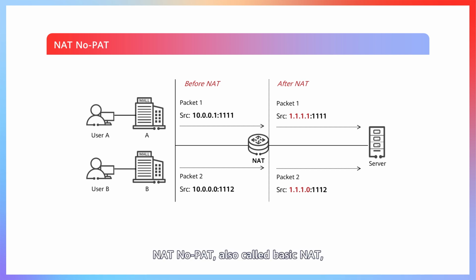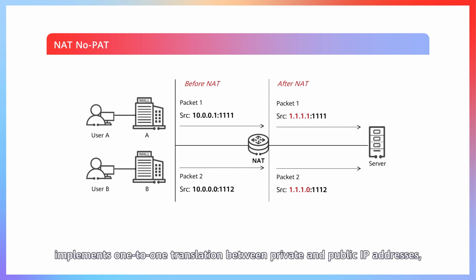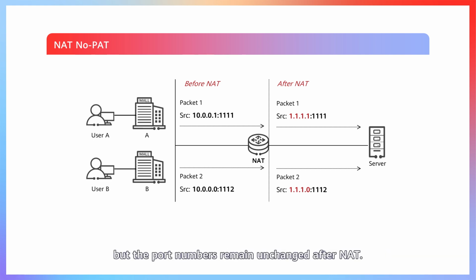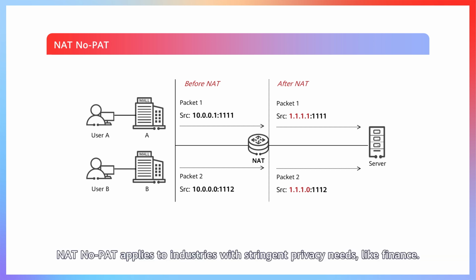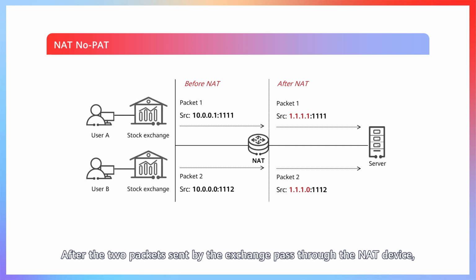NAT No PAT, also called Basic NAT, implements one-to-one translation between private and public IP addresses, but the port numbers remain unchanged after NAT. NAT No PAT applies to industries with stringent privacy needs, like finance. After the two packets sent by the exchange pass through the NAT device, their source IP addresses change but the port numbers remain unchanged.